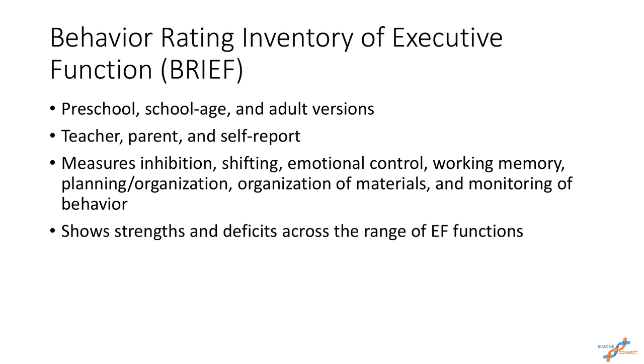So it has a lot of different aspects there. So we have inhibition, being able to shift between different tasks, having good emotional control. It has measures of working memory, planning and organizing behavior, but also planning and organizing materials, and then that self-monitoring component that we talked about. It's able to show if children have strengths in certain areas of executive functioning, but also is able to pick up on weaknesses that children have in executive functioning.